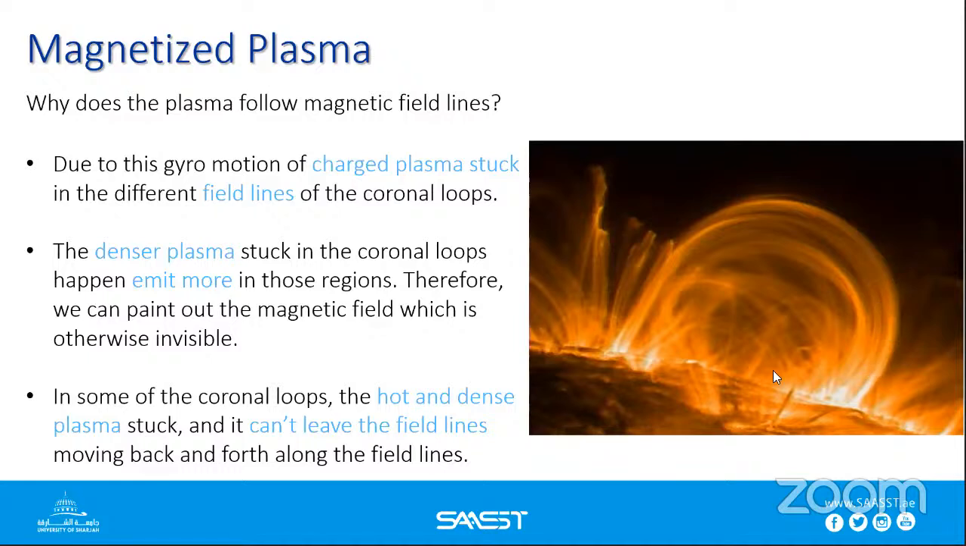Each of these loops here is considered a separate coronal loop. So in some of the coronal loops, because the plasma cannot move across the field line and always has to follow it, hot and dense plasma is always stuck here. Unless something changes this situation and the loop breaks up, which we see in the phenomena in plasma physics, that these loops break up. That is the only condition when this plasma, which is stuck in these magnetic field lines, can leave and become part of the solar wind or travel to another part. Otherwise, as long as these loops are intact, the plasma will keep moving, gyrating around different magnetic field lines up and down across these loops.